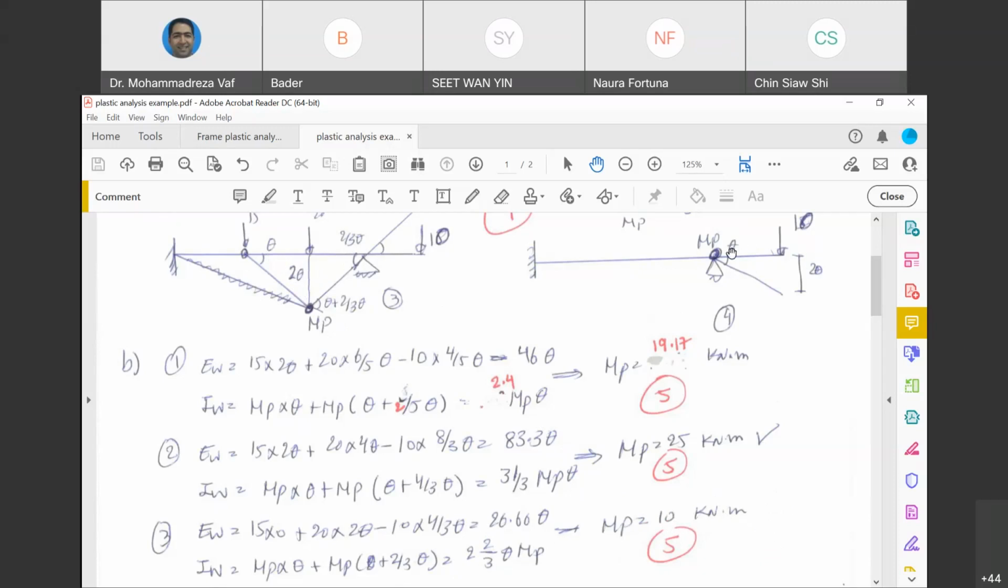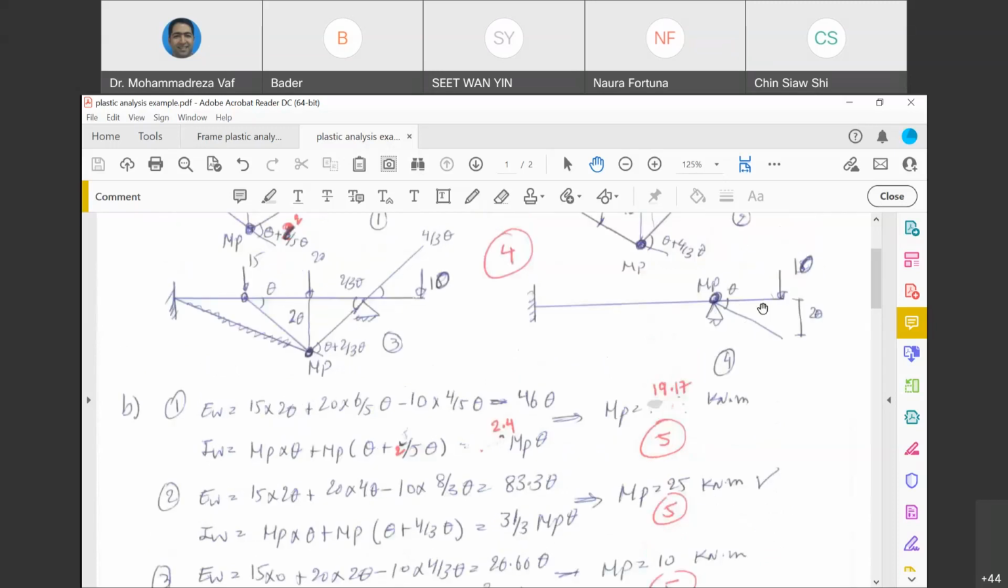Now we go to the last one, the fourth collapse mechanism. So here we have only one plastic hinge. Always, if you have a cantilever, one plastic hinge is enough for the failure. But if you have a beam with two supports, you need to have 3 hinges. Here, one hinge is enough. So internal work is MP multiplied by theta.